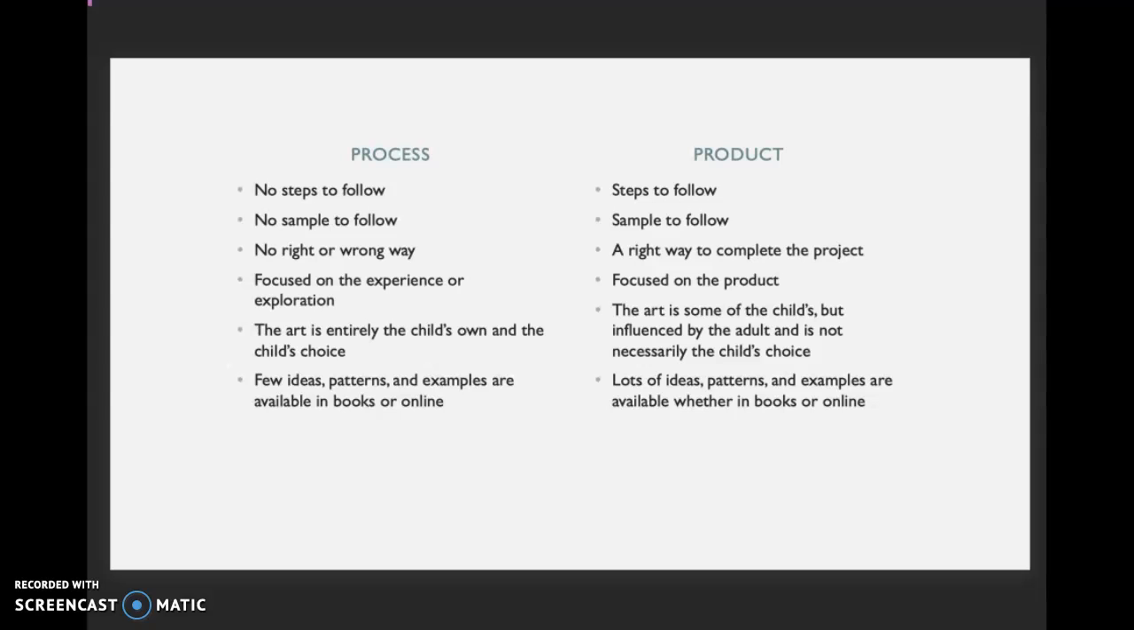Where a product-oriented art experience, there are steps to follow, whether that's lines of a skit, specific words to sing in the song and actions to do, or steps to follow to make a Christmas tree or a handprint flower or a card. Those kinds of things are more product oriented, where a process, you're setting out materials, whether they be music instruments, random items to put together to make musical instruments, a variety of writing utensils and paper and scissors and glue for children just to create and explore, a tub of recyclables, or Play-Doh sitting out.